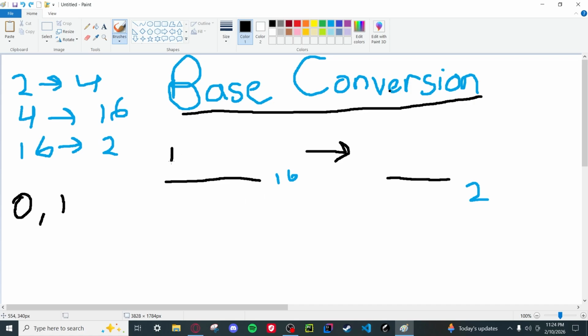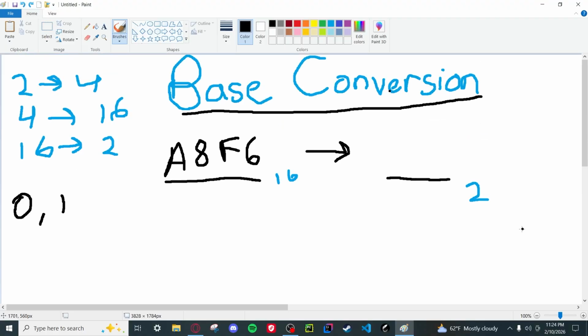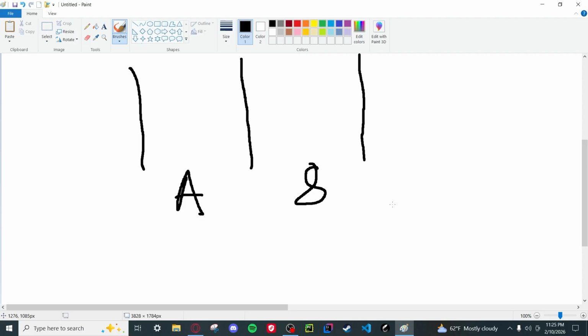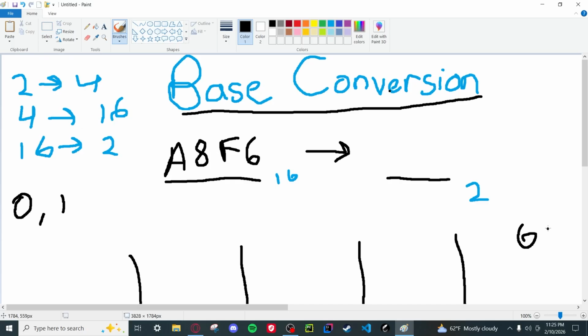So we have A, F, 6 in base 16 hexadecimal, and I want to convert it into base 2. So the exact same process, except remember how we were reverse engineering it to go from base 10 to base 2? It's going to be the same thing here. We know our final output is going to be A from one set of numbers, 8 from another set, F, and then lastly 6, right?